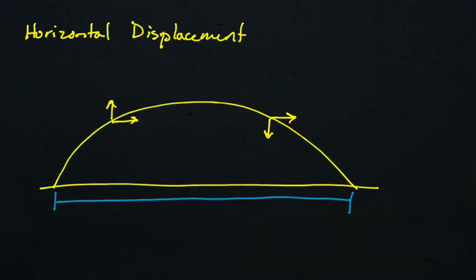Okay, is everybody ready? We're going to break into these projectile motion formulas a little bit deeper. The first one we're going to talk about is horizontal displacement. And the formula for that is simply x is equal to v of x times time.